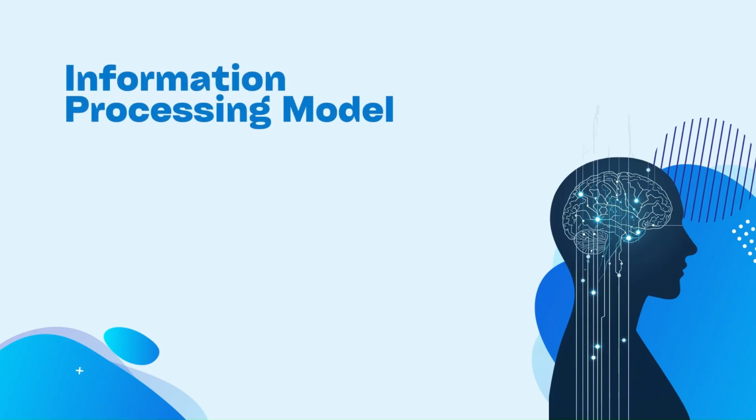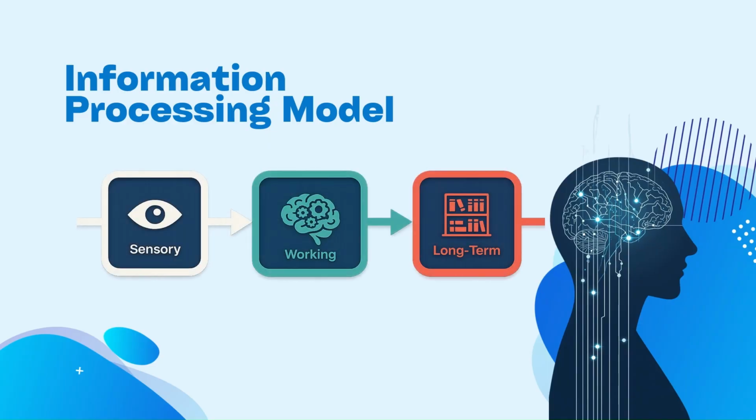Information processing model. One important part of cognitive learning theory is the information processing model. This model explains how information moves through different stages of memory. First, information enters sensory memory through what we see and hear. Then, it moves into working memory, where learners begin thinking about the information. Finally, it can move into long-term memory where it is stored for later use. Understanding this process helps explain how learners remember information over time.